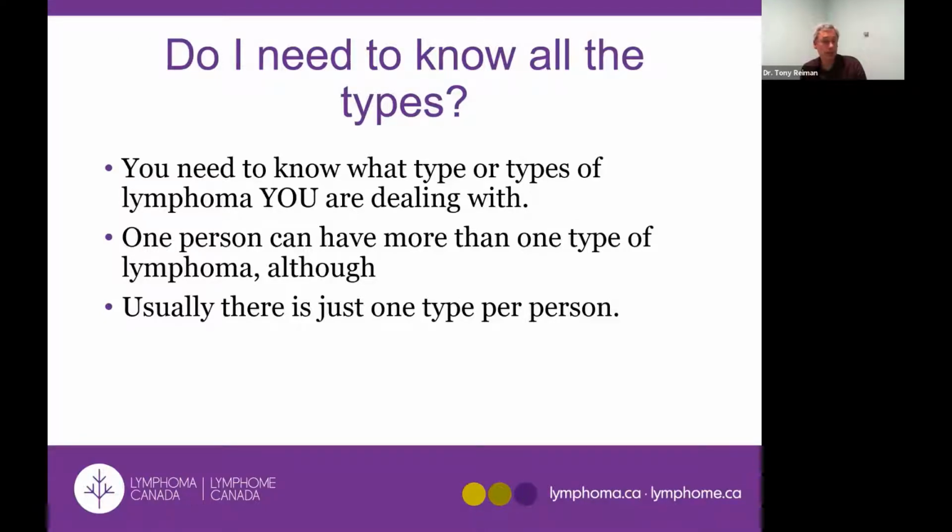It's interesting to know that one person can have more than one type of lymphoma. There's a couple different ways that this can happen, but usually you're dealing with one type at a time. Okay, if you've got two different kinds of lymphoma, I guess you better know something about both of those and about the unique situation of having more than one kind of lymphoma and what that means.